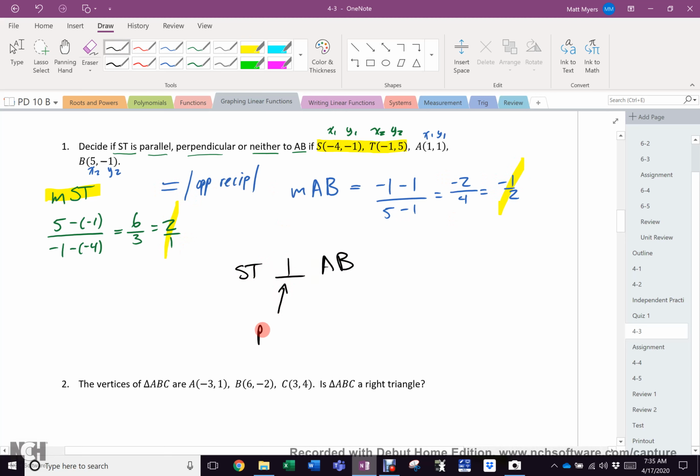That sign means perpendicular. Wrote that funny. That sign means perpendicular.